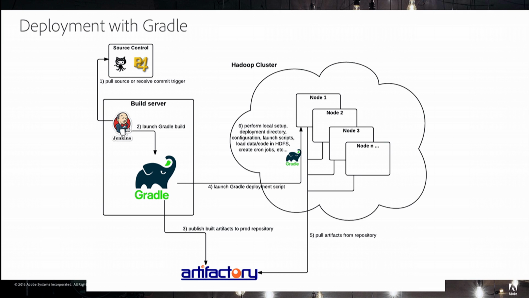So everything, you can't really see the text there, but perform local setup, make the deployment directory, configure it, make any scripts that are going to be launched, load data or code, and create any scheduling, cron jobs, whatever it might be. This was great, because in some ways we can fire these off on whatever nodes we want. It's almost like Ansible or some other orchestration tool in some ways.